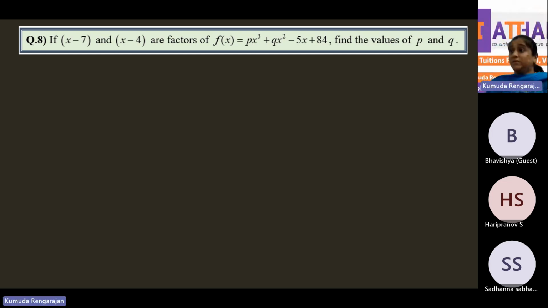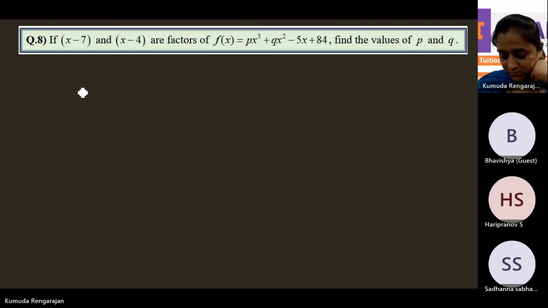And students who have made a mistake, be happy that you've made a mistake, so you will not do this in the exam. Yeah, Bhavishya. What are the conditions you have framed? Bhavishya, please share your conditions. Sadhana, Sabarna. Okay, Hari.